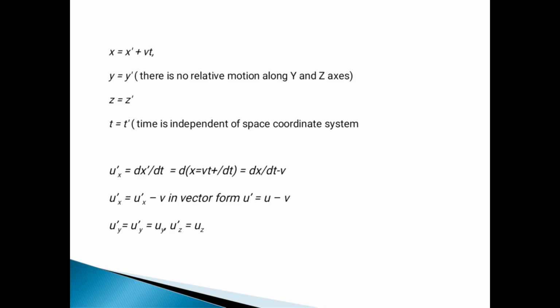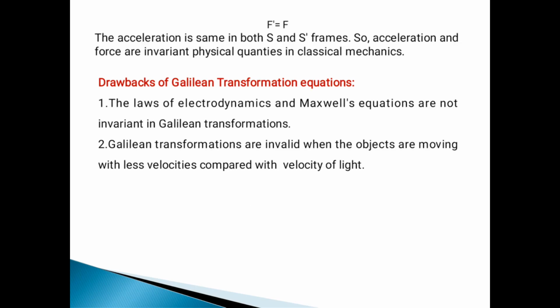Galilean transformation for velocity can be written as ux prime equal to ux minus v, uy prime equal to uy, uz prime equal to uz. The acceleration components can be obtained by differentiating the velocity equation with respect to time. Therefore, a prime equal to a. The acceleration is the same in both S and S prime. So acceleration and force are invariant in classical physics.